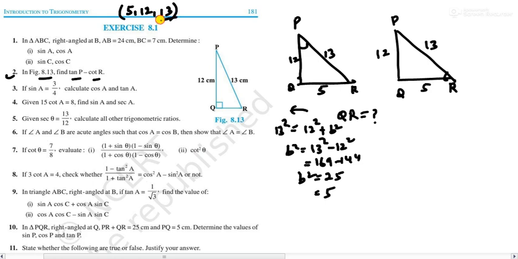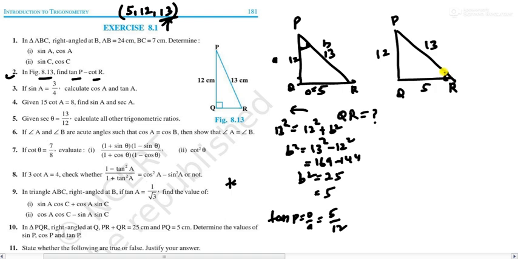The hypotenuse is always the bigger number. You can see it here. Now tan P. When P angle is here, this is opposite, this is hypotenuse, this is adjacent. Let me write it. Tan P is O by A. What is O? 5 by A. What is A? 12. That's all.